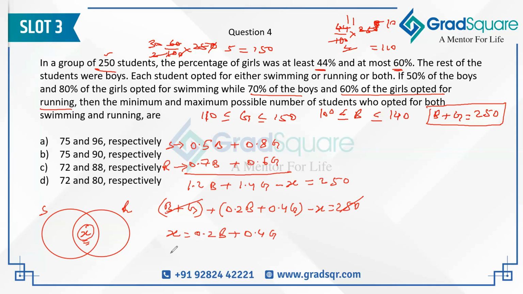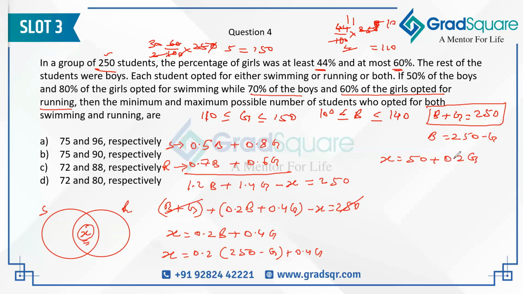Now, b plus g is equal to 250 is what the question is talking about, right? So if I replace one of these, I'll get x in terms of one variable. Let's say I take the value of b as 250 minus g, and I replace it over here. So this turns out to be 0.2 times 250 minus g plus 0.4g. That's the expression that you have. Now, 0.2 into 250 will turn out to be 50, and minus 0.2g plus 0.4g will turn out to be plus 0.2g.